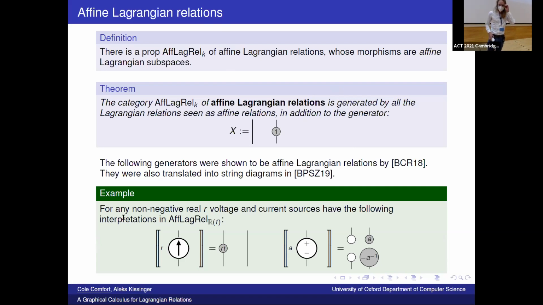In Baez and Fong's paper, they use affine Lagrangian relations to characterize a larger class of electrical circuits with voltage and current sources. And in this paper on graphical affine algebra, they put these into pictures. These aren't exactly the same diagrams, but they can be massaged into each other essentially. So you can get voltage and current sources using this syntax, and this is what it looks like. You can get more things in this electrical circuit interpretation by using affine Lagrangian relations.